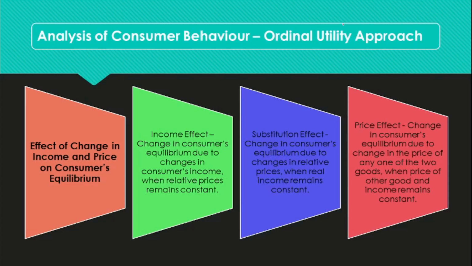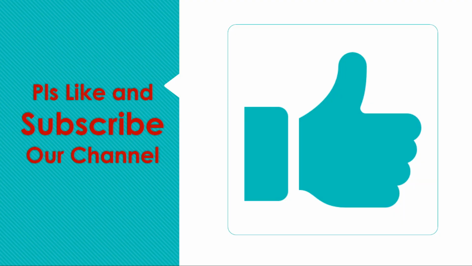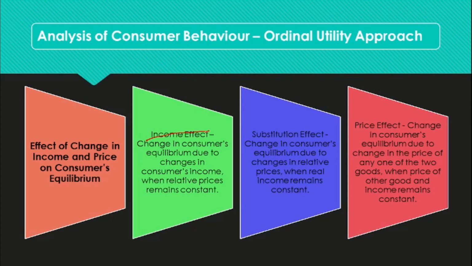In today's video, I will discuss the effect of change in the income and the price on consumers' equilibrium. It basically culminates into three kinds of effects. First one is income effect, second one is substitution effect, and third one is the price effect.